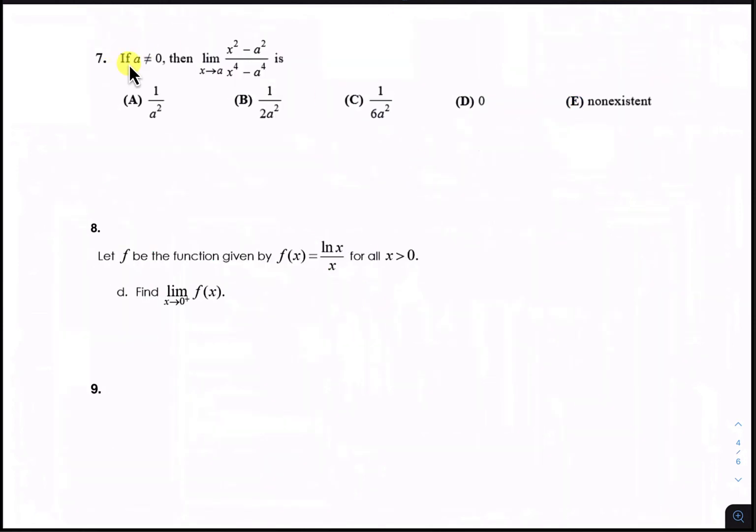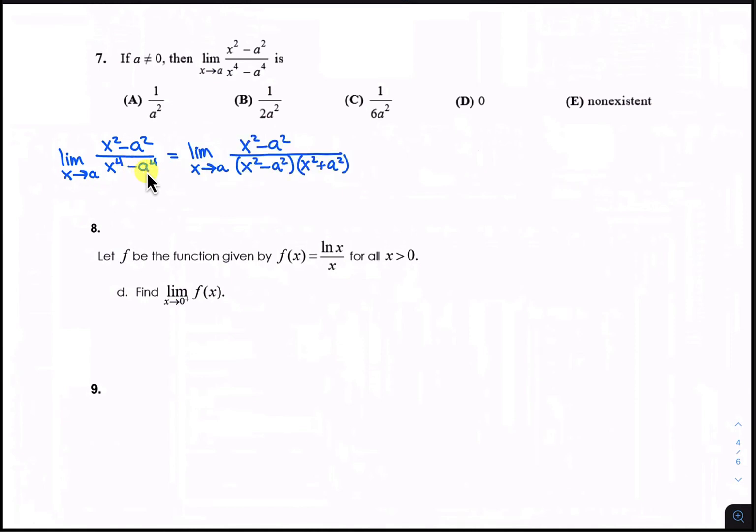All right, number 7. It says, if f is not equal to 0, then what is the limit as x approaches a of this expression? Well, first, let's factor this. So we're looking at the limit as x approaches a of x squared minus a squared over x to the 4th minus a to the 4th. What I did was I left the numerator as it is, but just factored the denominator.